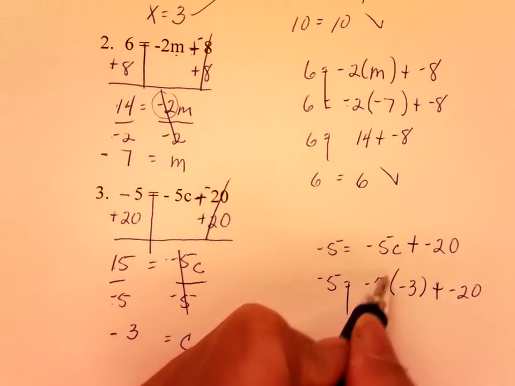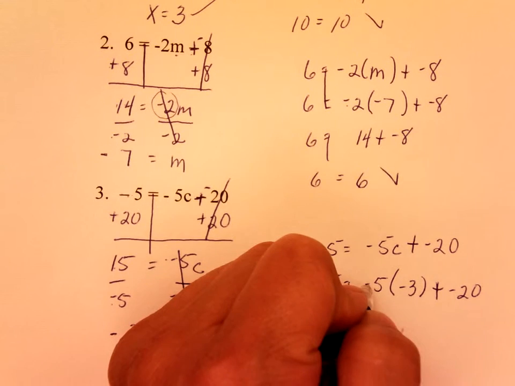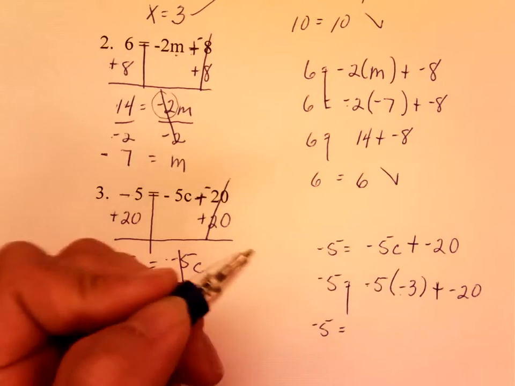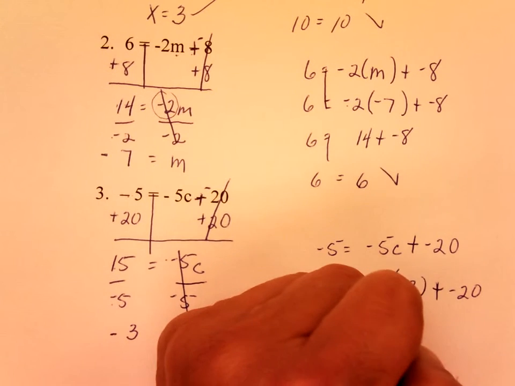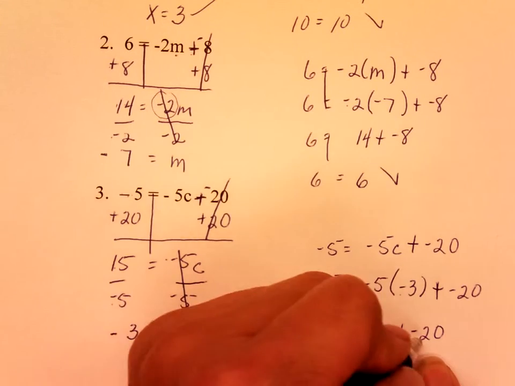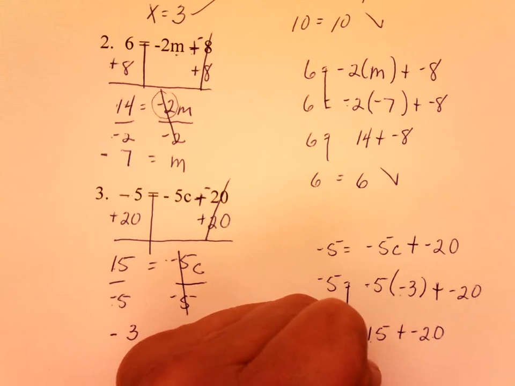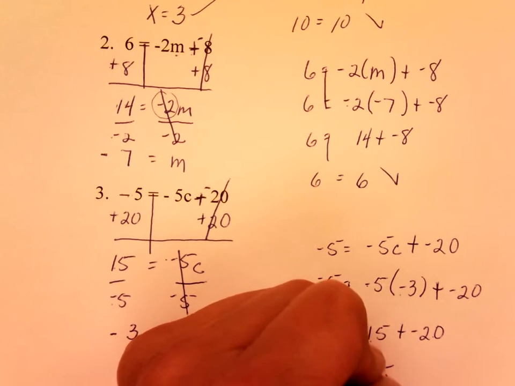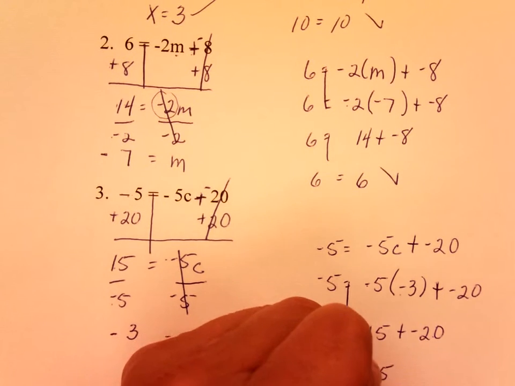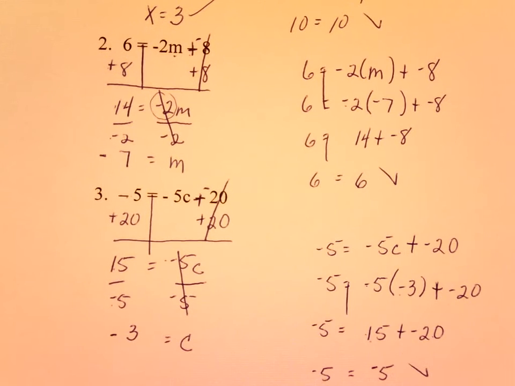Okay, you got to solve this side right here first. So you have negative 5 is equal to negative 5 times negative 3. You win, so it's 15 plus negative 20. And 15 plus negative 20, well, you have a positive number and a negative number, so you're going to subtract. So 20 minus 5 is 5, and you're going to take the sign of the bigger number, so it's negative 5 is equal to negative 5, and that checks out.